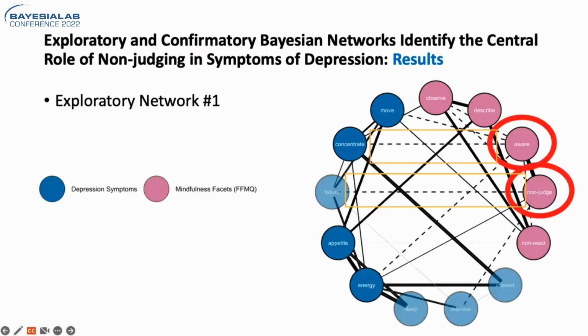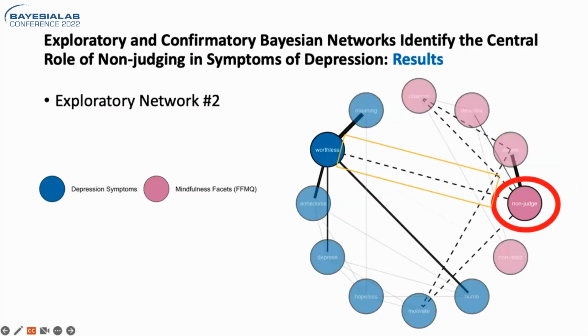Okay, so what did we find? Here we're looking at the most central nodes related to facets of mindfulness and symptoms of depression. This is in the PHQ-8. And so we find two particularly strong associations between the facet of non-judging and the symptom of feelings of failure, and the facet of awareness and difficulty concentrating. And then we ran a second exploratory network, and we found, again, that non-judging was central, but we only found an association with feelings of worthlessness.